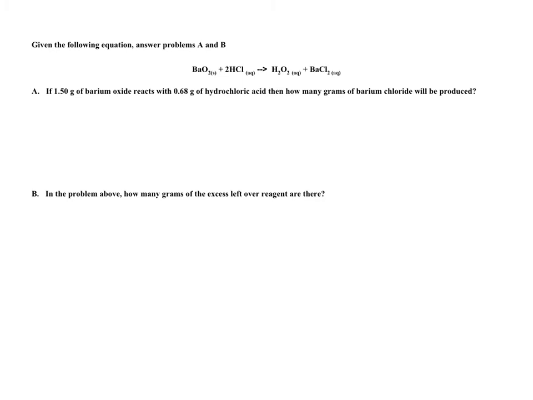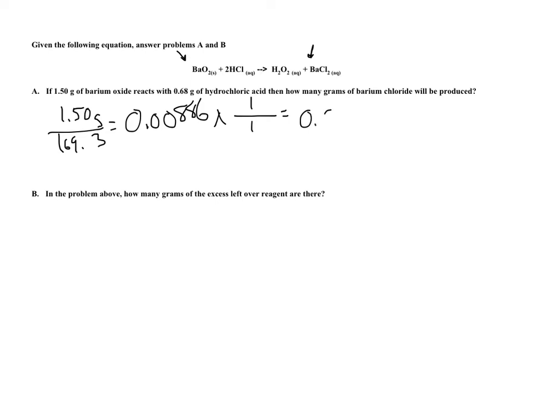So let's start. We've got 1.50 grams of barium oxide. The mass of barium oxide is 169.3, which means there are 0.00886 moles of barium oxide times the mole ratio. In the equation, both barium oxide and barium chloride have coefficients of 1. So that means I'm going to have the same number of moles of barium chloride, 0.00886 moles.